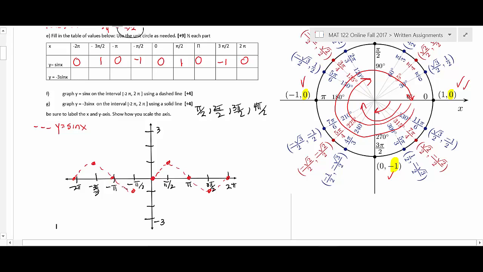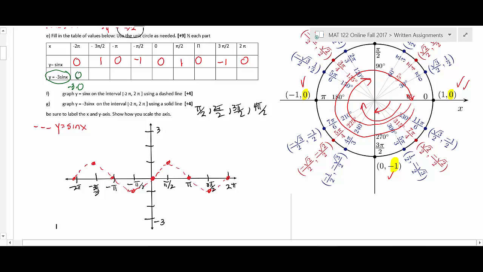Okay, kind of like this. Okay, now the next thing we're going to do is real simple. When you do the next row, if you do y equals negative 3 sine x, all that negative 3 does is it multiplies these y values by negative 3. And you can do this in your head.